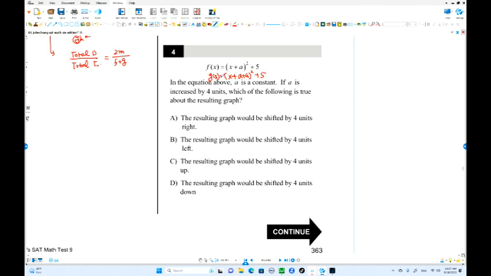So which of the following is true about the resulting graph? What happens to the resulting graph? Minus 4, a plus 4 here, right? Plus 4 means what? Move to the left, because that is exactly equal to x plus a minus minus 4, right? Except for the minus, this number is negative, so it is moved to the left. Okay, so shift 4 units to the left. Choice B is the answer, okay?